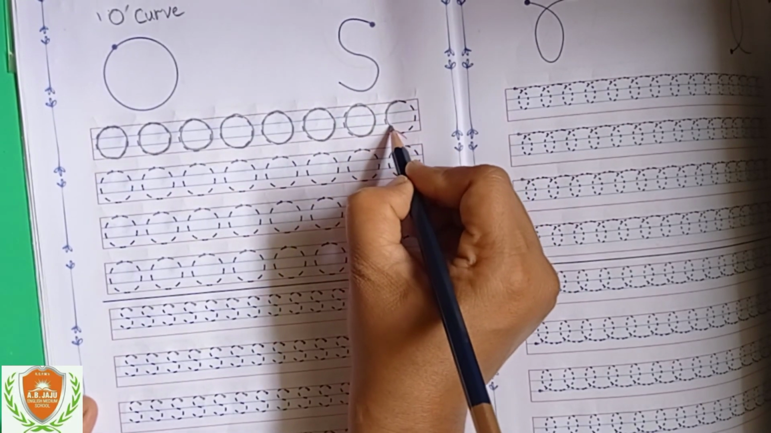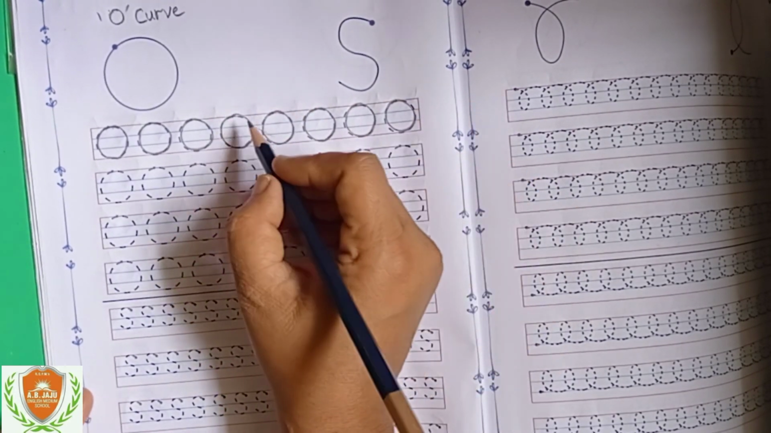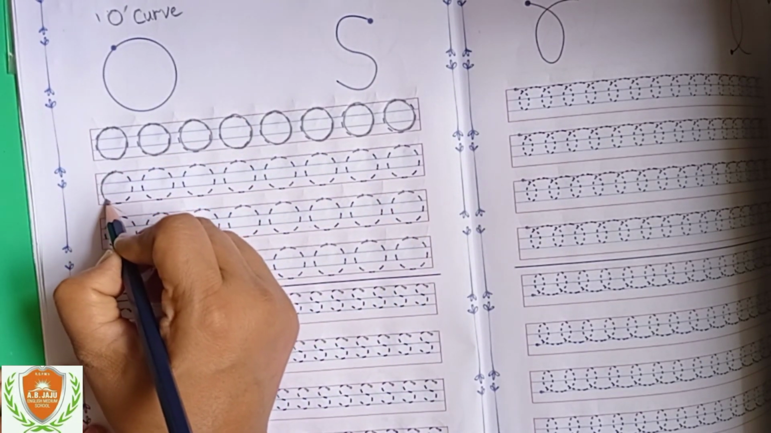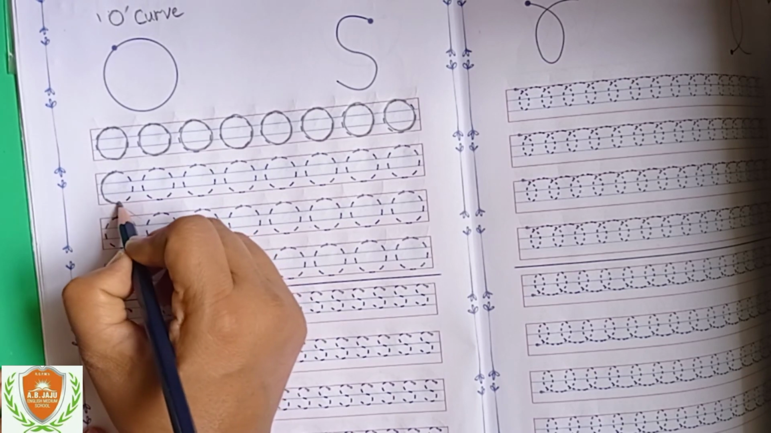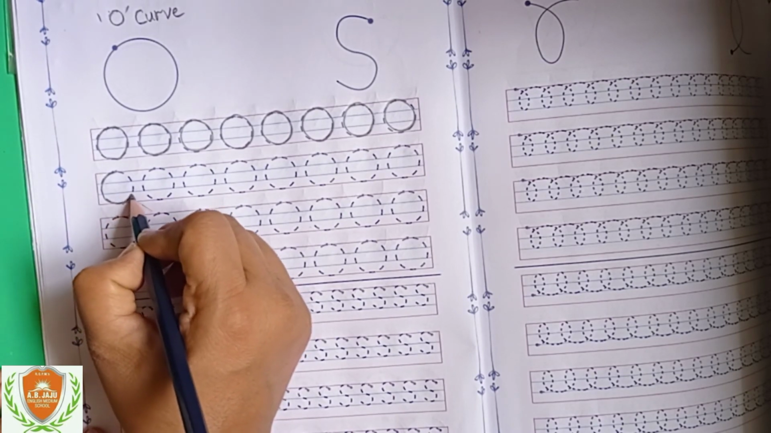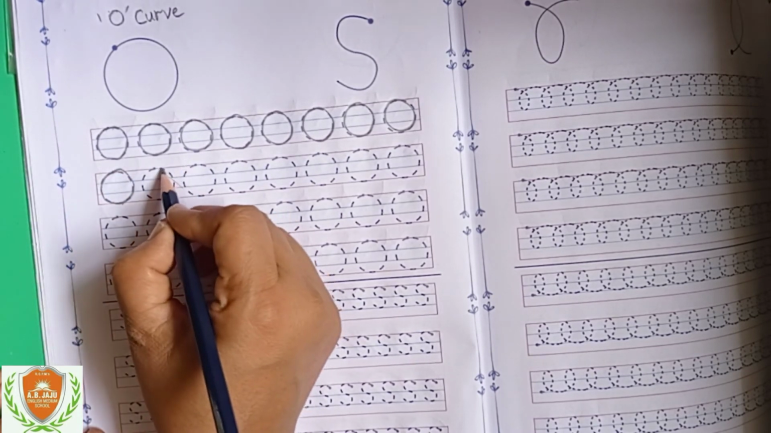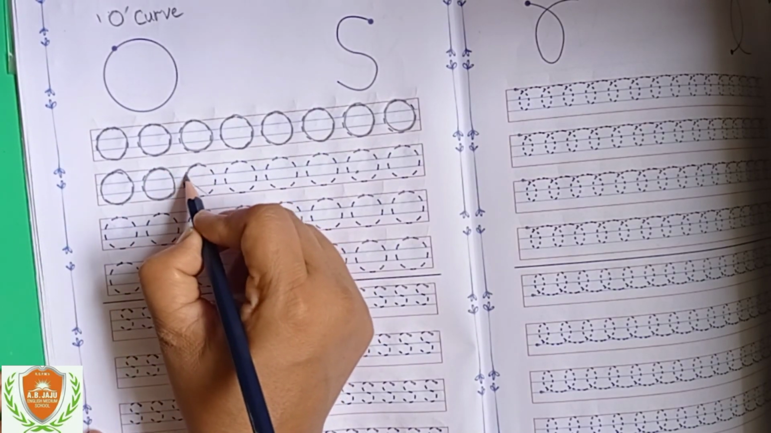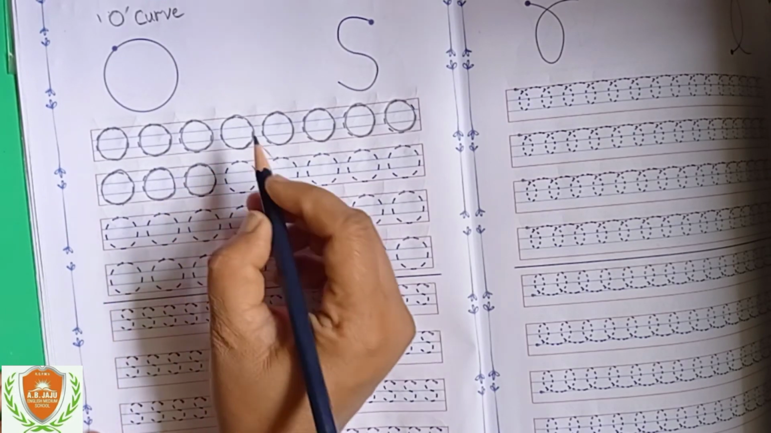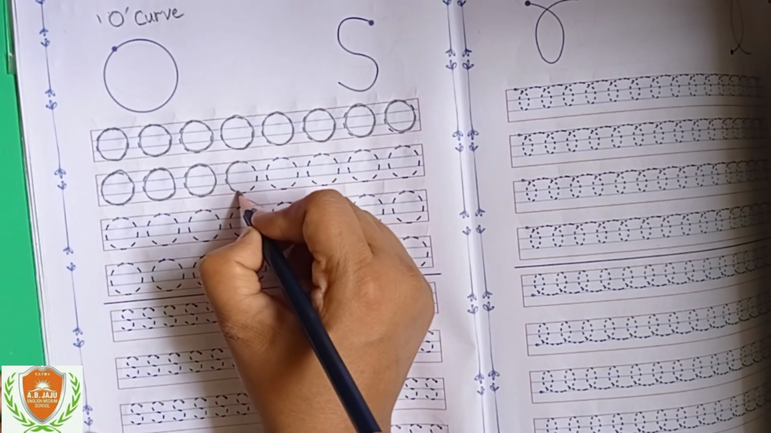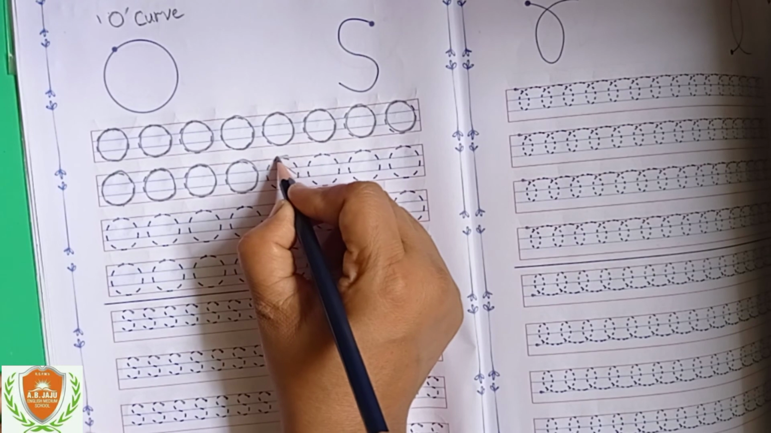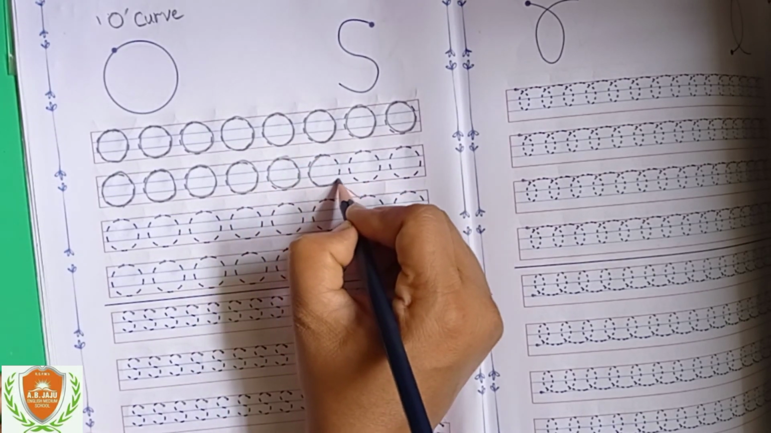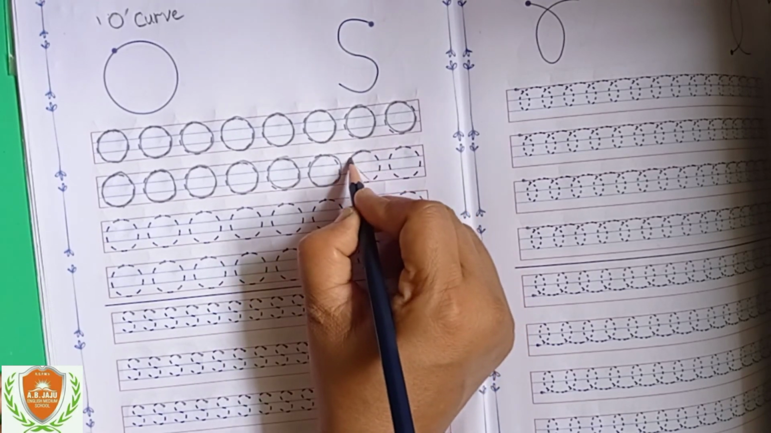Like this you have to trace in 4 lines. You have to start from the pink line, make a curve on the left side, and again start and make the right side like this. This is O curve, circle curve. Like this you have to trace, student.